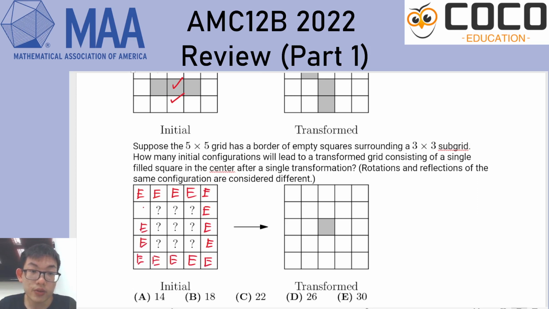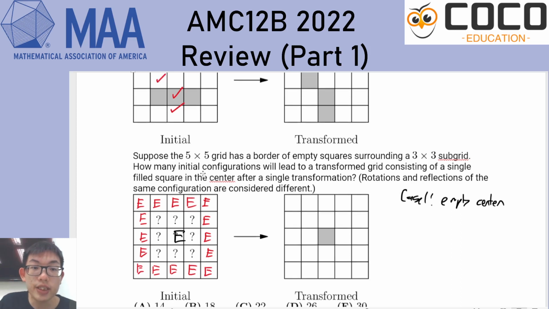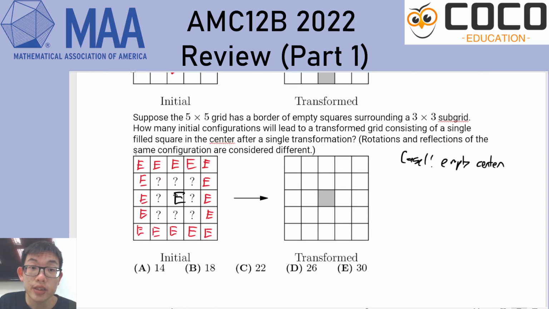Okay, so a single filled square, right? So there are 2 options. The first case is that the middle square was already filled. Now let's go with empty first, because if it's empty, then that is more constraining. So let's say that it was empty. Now if it's empty, then for it to become filled, I need exactly 3 neighbors, and I need to make sure that nothing else got exactly 3 neighbors.